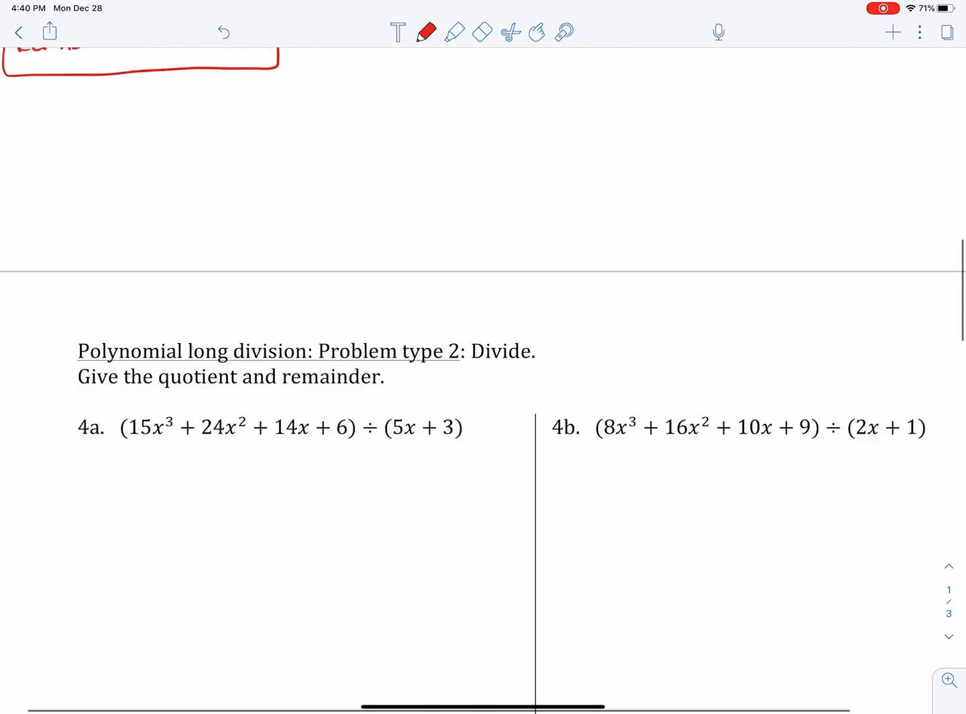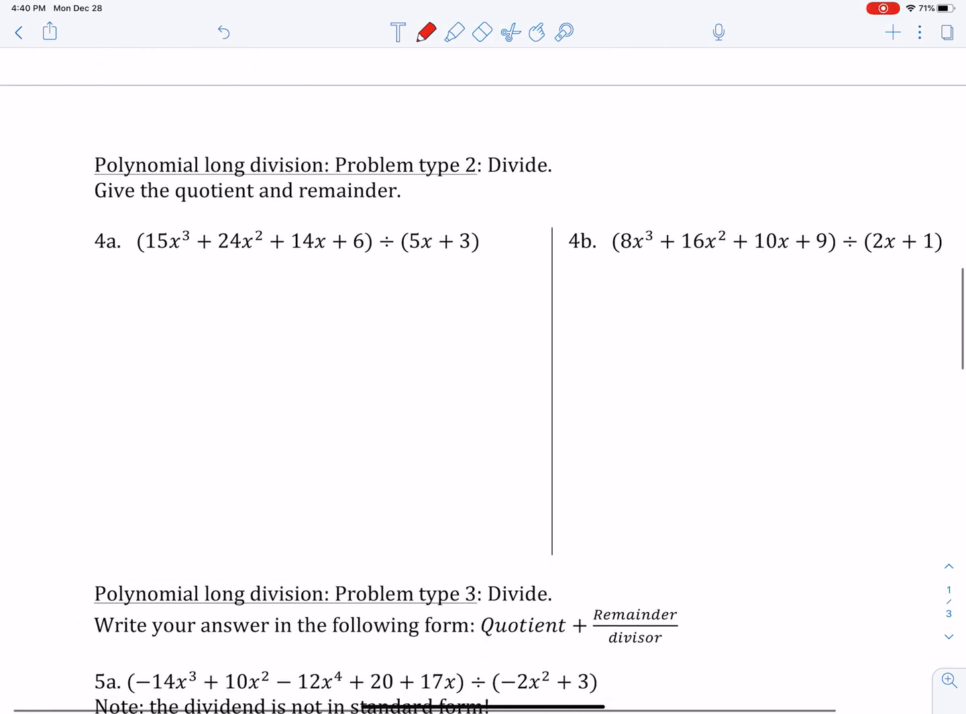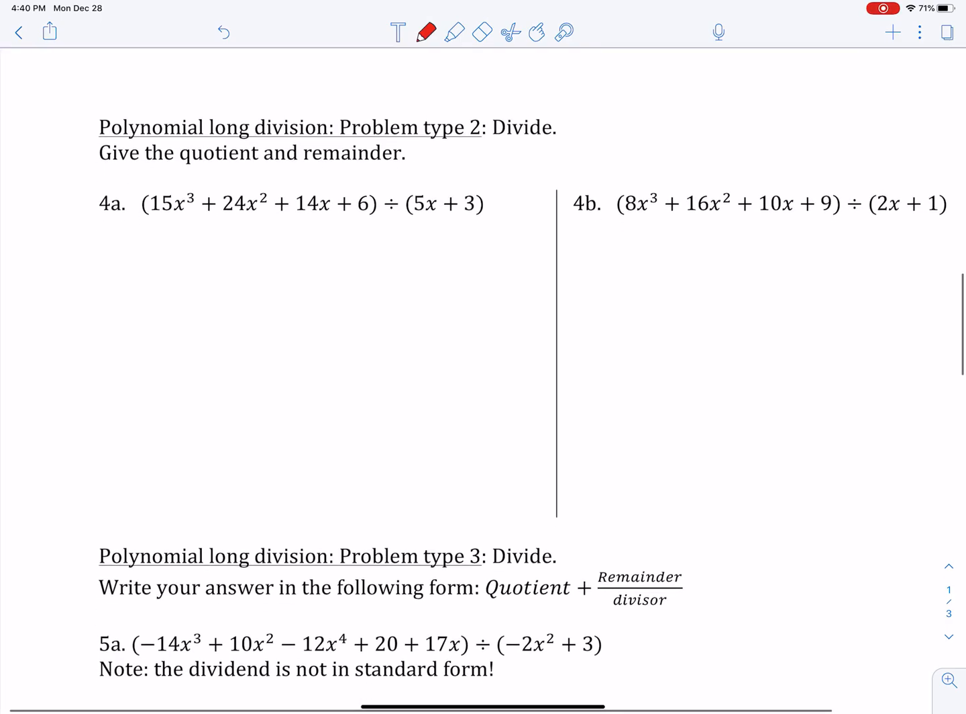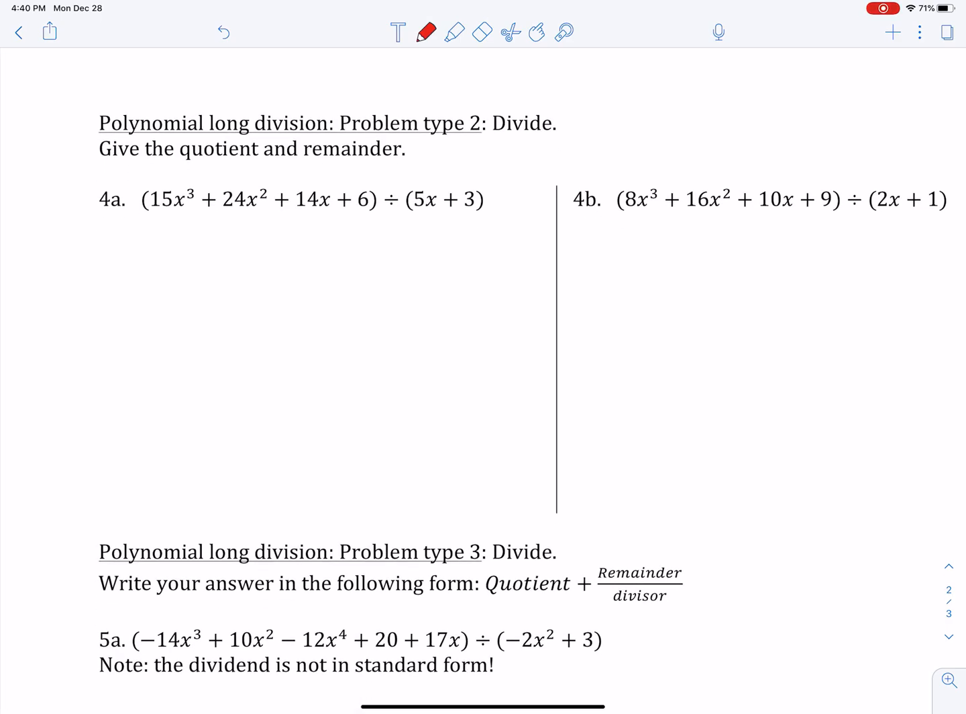So let's do 4A. Make sure that you give 3B a try on your own, and we'll go over it in class. So here's a problem type 2. All that means is that it's just a little bit harder than a problem type 1. So let's write out our divisor here. 5x plus 3. And then our dividend is 15x to the third plus 24x squared plus 14x plus 6.